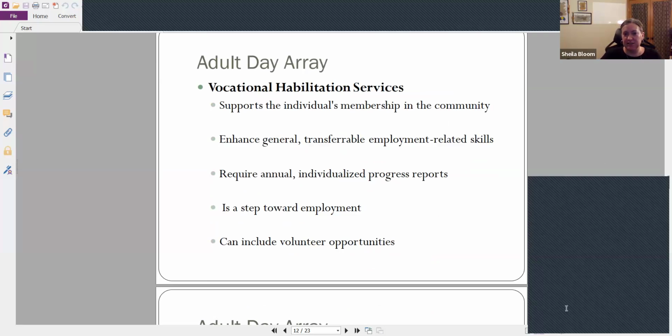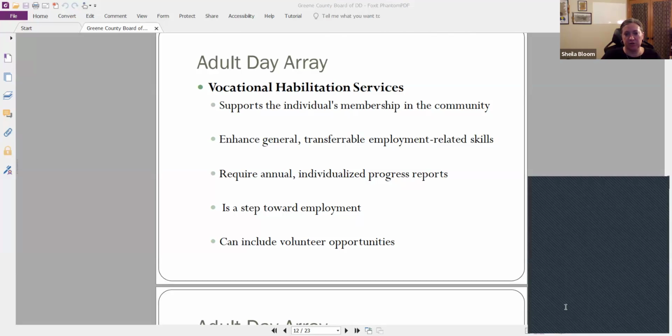Vocational habilitation is more directed at folks that are looking to obtain employment in the community, but are maybe not quite there yet. So we do have some vocational opportunities throughout Greene County, and they really work on a plan toward, okay, within a year, 18 months, these are the goals that we need to work on to help this individual become employable. So it may be working on soft skills. It might be working on hygiene, appropriate relationships in a work environment. Because going from high school to working in a job in the community, those supports are going to look a little bit different. Those environments are a little bit different.